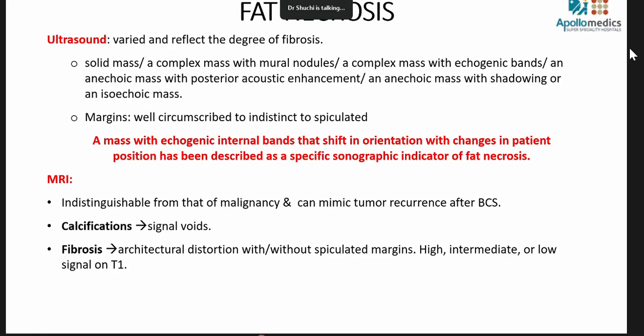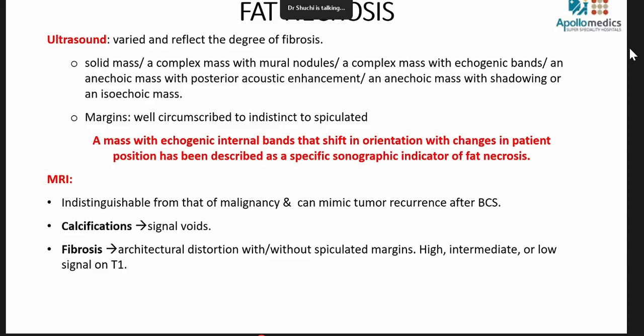On ultrasound: a solid complex mass with a mural nodule, or a complex mass with an echogenic band, or an anechoic mass with posterior acoustic enhancement. Margins can be well circumscribed, indistinct, or spiculated. Please make sure fat necrosis can have indistinct or spiculated margins also. A mass with an echogenic internal band that shifts in orientation with change in patient position has been described as a specific sonographic indicator for fat necrosis. MRI is needed only when you are not able to distinguish it from malignancy. Then you are supposed to do it.